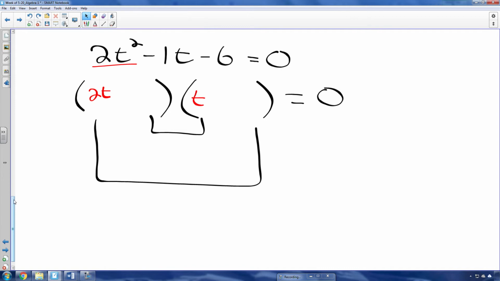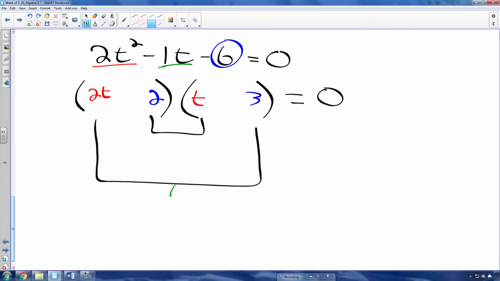And then what do we need here? We need 6. So what can multiply to 6? 6 and 1 or 3 and 2. Okay. So we're either going to do 2 and 3 or 3 and 2. So let's try 2 and 3 for a second and see what happens.